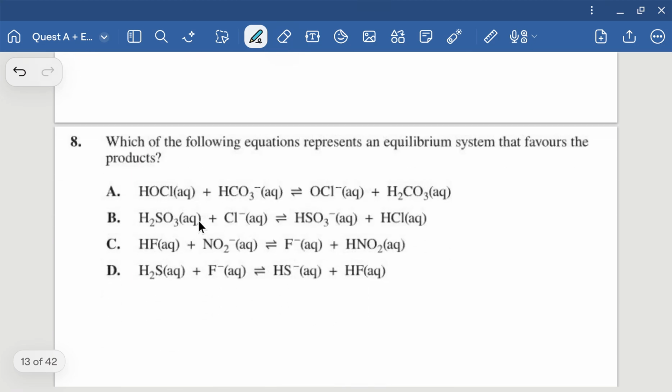Moving on to question number 8, which of the following equations represent an equilibrium system that favors the products? So here it's going to be placement. You want to look at page 8-9 of your data booklet. If you're favoring the products, your acid has to be higher on the table than your base. If you look at all the ones that are not correct, you will see that your base is going to be higher on the table than the acid. The only one that it's not is C, where HF is higher up than NO2 negative.